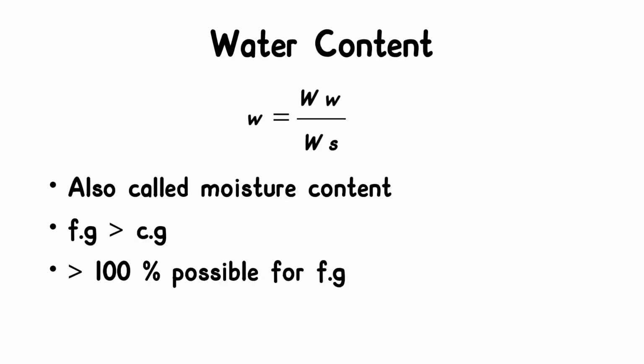Now the most important term is water content. The water content is defined as the weight of water in the soil divided by the weight of the soil solid particles. It is denoted by the letter w. Sometimes it is called the moisture content, which can also be denoted as small m. It is generally seen that the water content for a fine grained soil is greater than that of a coarse grained soil, and the water content can be greater than 100% for fine grained soil.